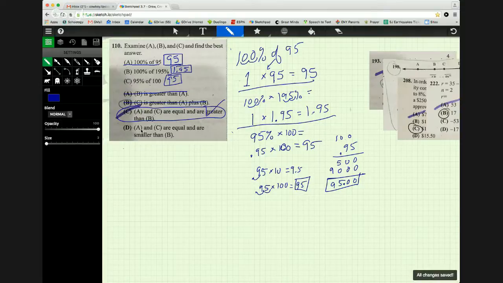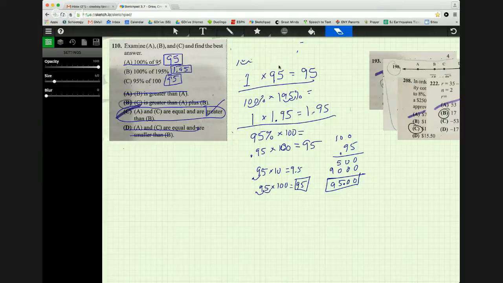And then, so this must not be true. A and C are equal. That's true. And are smaller than B. Well, that's not true because B is only 195. So there's the answer there. And we will move on.